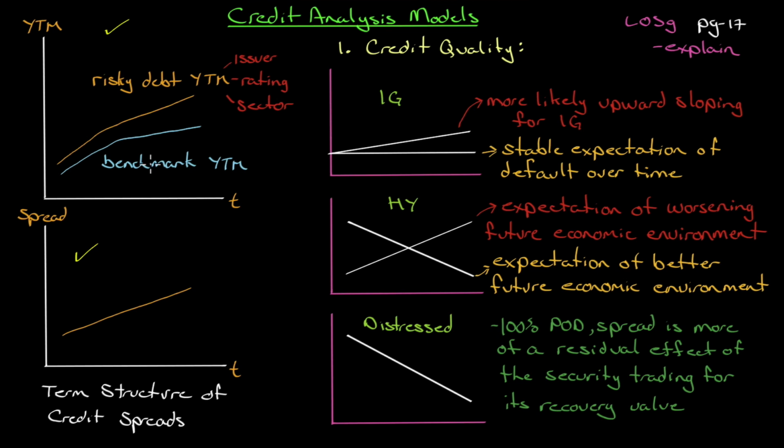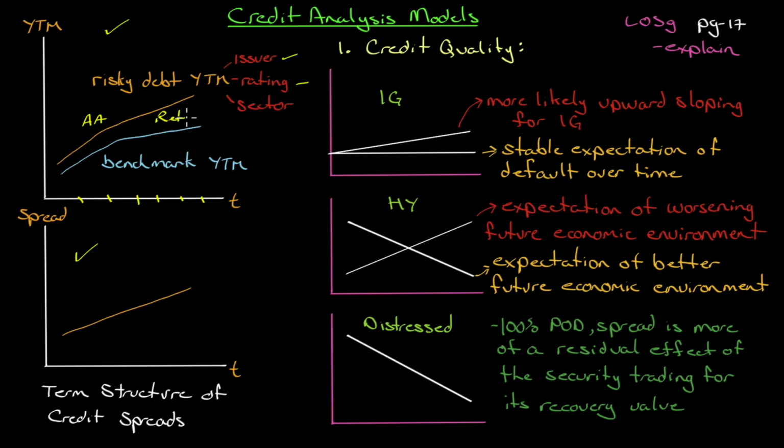One is for the benchmark bond, whatever that happens to be. Typically it's the government spot curve. And above it we have the yield to maturity structure of risky debt. Now this curve could be for a particular issuer. Perhaps they have different bonds and different debt at different maturities. It could be for a particular rating. Perhaps this represents AA, or it could be for a particular sector.